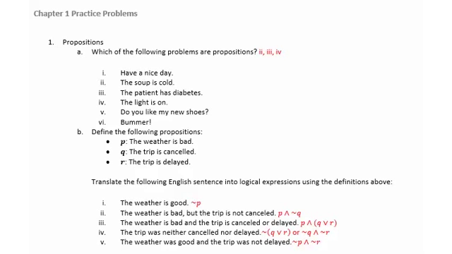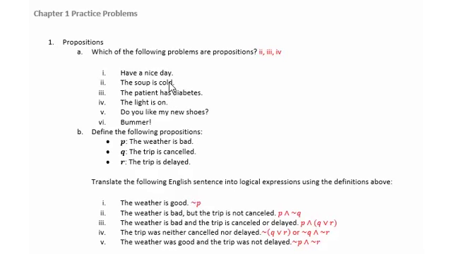Okay, so let's do Chapter 1 practice problems, number 1 on propositions, Part A. Which of the following problems are not propositions? So we're going through the list and we're finding the statements that can be determined to be true or false. And you're going to find that the middle three are all going to follow that pattern.